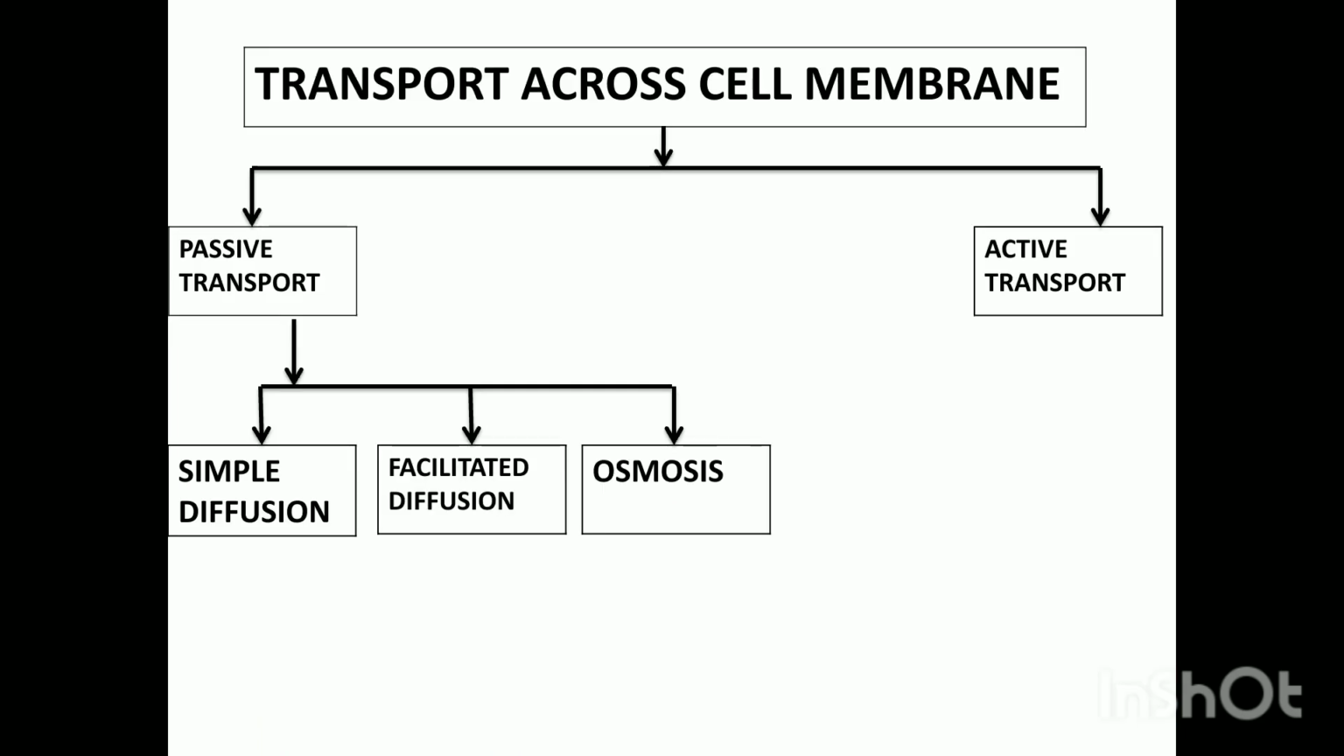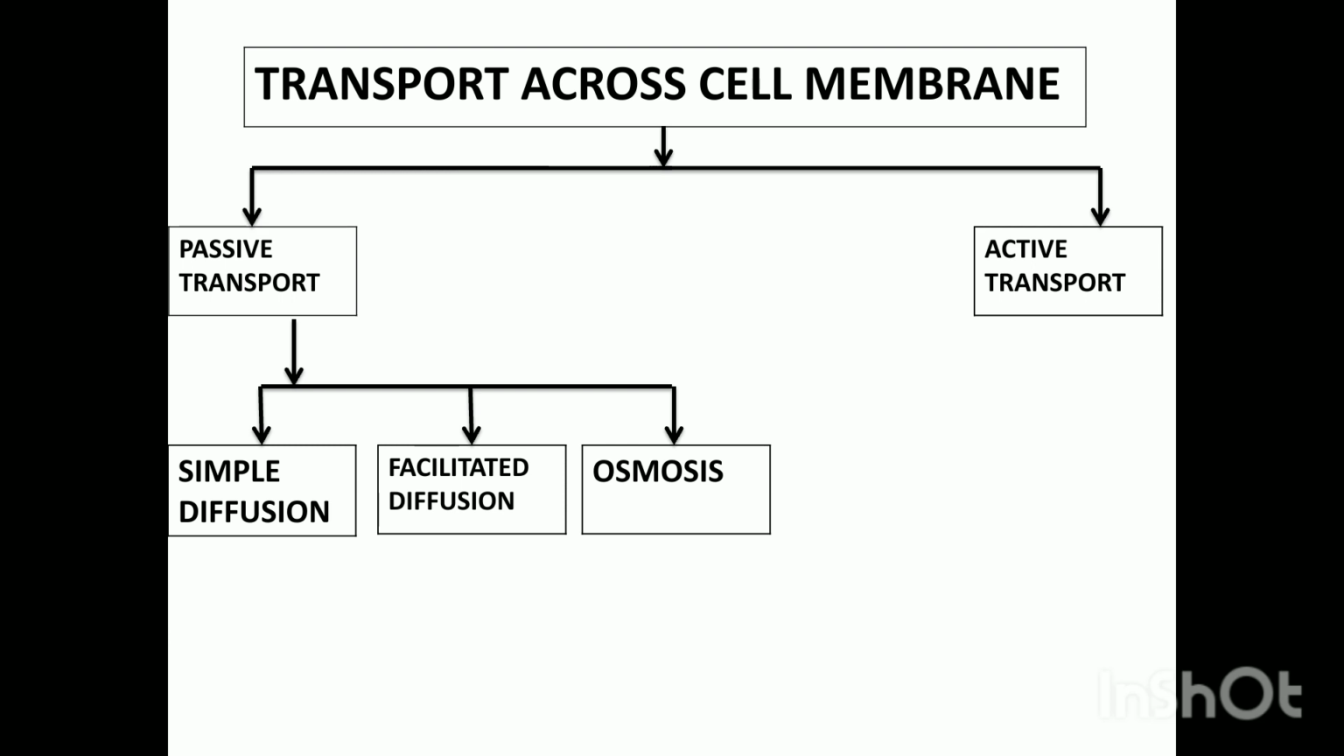Transportation across the cell membrane can take place in two types. First, it can take place by passive transport, or by active transport. The major difference between passive transport and active transport is that in passive transport there is no expenditure of energy, while in active transport there is an expenditure of energy. But why is there a requirement of energy? If we talk about the movement of molecules from higher concentration to lower concentration, then there is no expenditure of energy. But if we want to transport molecules from lower to higher concentration, where the concentration is already more, then there will be an expenditure of energy to do that.